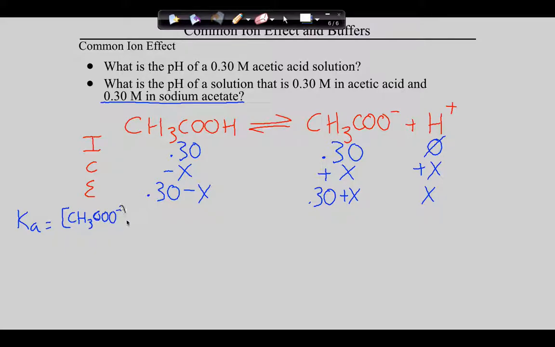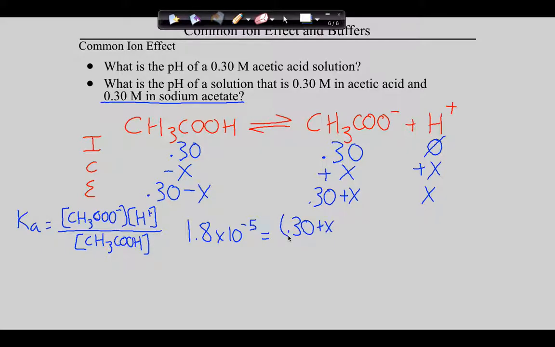CH3COO, sorry, that's a C, OO minus, H plus. Okay, so I'm going to rewrite this. 1.8 times 10 to the negative fifth is equal to 0.30 plus x times x, Daniel, just a minute, over 0.30 minus x. Are we okay? Okay. Now, guys, do this with me. Are you all caught up?